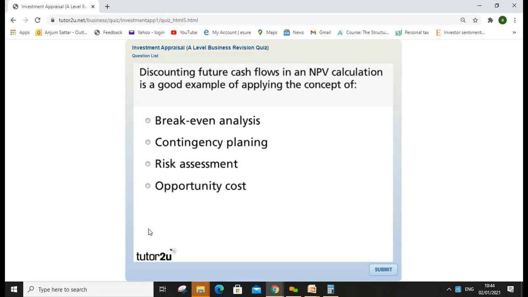Okay, discounted cash flow in NPV calculation is a good example of applying the concept of what? Which concept? Is it break even? Is it contingency planning? Is it risk assessment? Or is it opportunity cost? Opportunity cost, you're missing the opportunity, you're taking one. Which one will go? A, B, C, or D? Don't worry, even you can guess it.